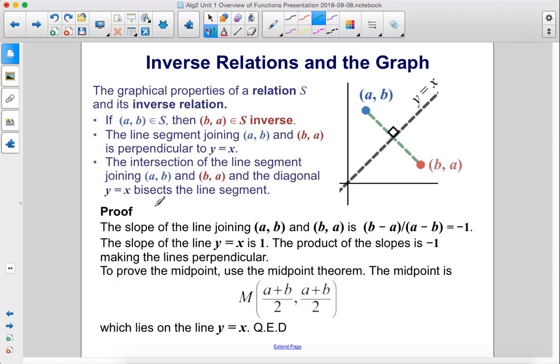Proof. The slope of the line joining (a, b) and (b, a) is (b minus a) over (a minus b) equals negative 1. The slope of the line y equals x is 1. The product of the slopes is negative 1. Negative 1 times 1 equals negative 1, making the lines perpendicular. To prove the midpoint, use the midpoint theorem. The midpoint is ((a plus b) over 2, (a plus b) over 2), which lies on the line y equals x.